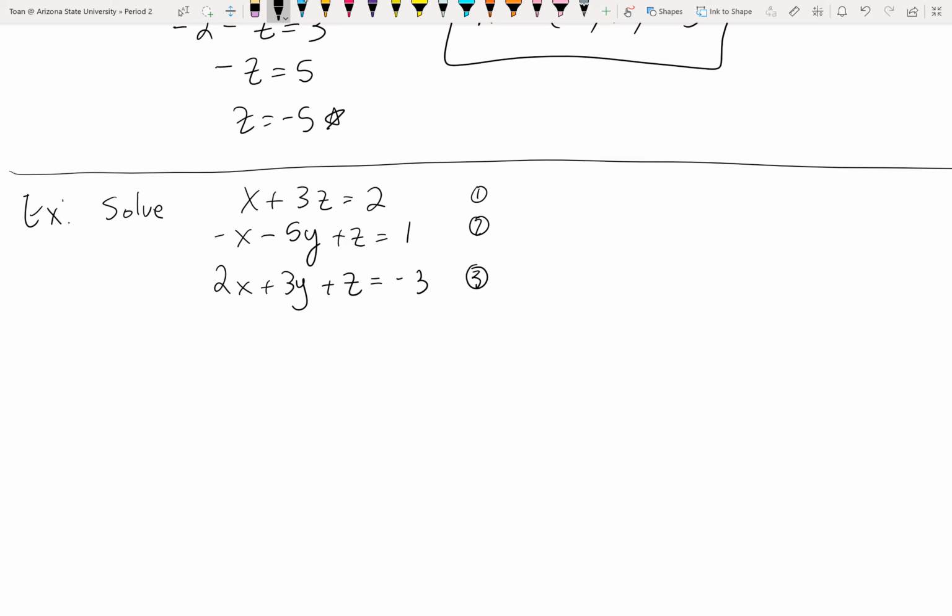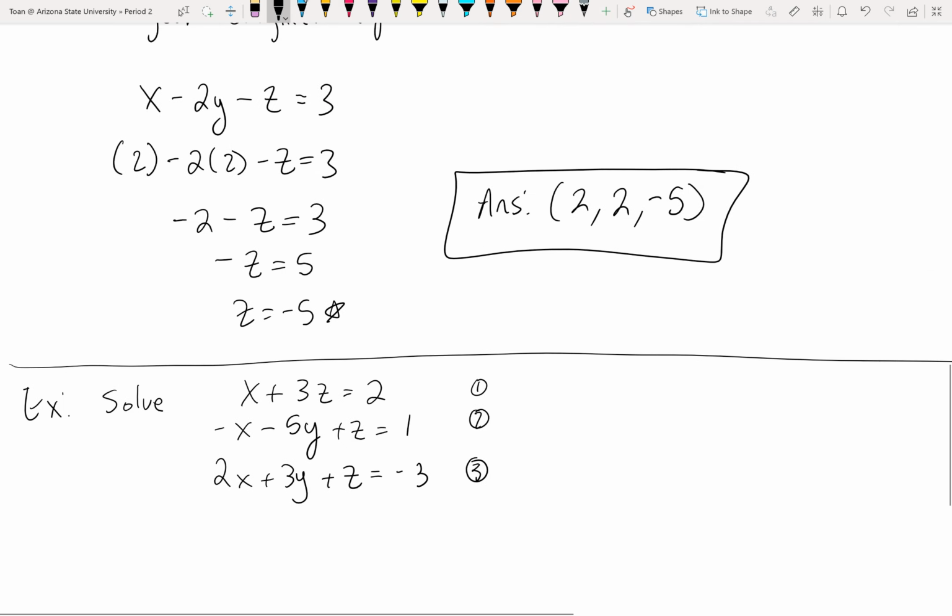Obviously, what's different about this system compared to the previous example? What equation looks pretty weird? Yeah, the first one. Equation 1 looks weird because it's missing a y. Let's take a look at the previous example here.